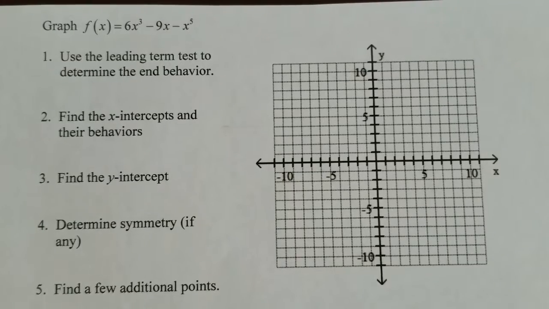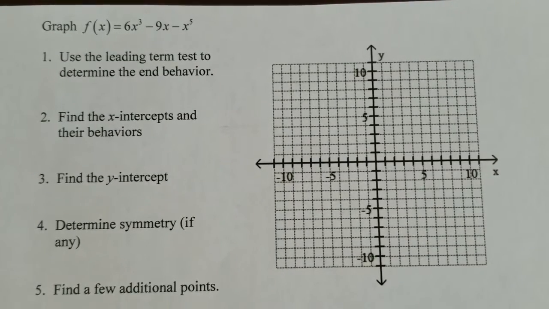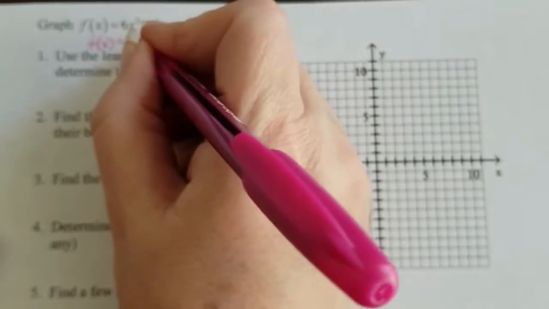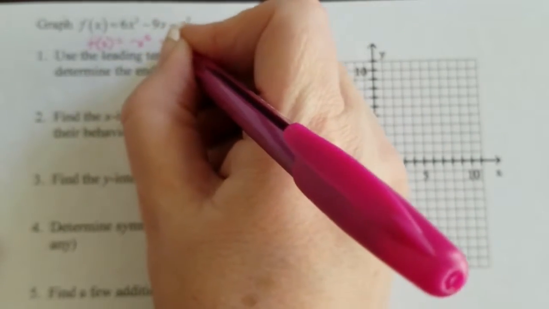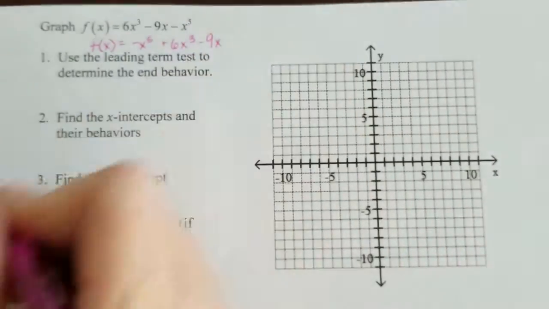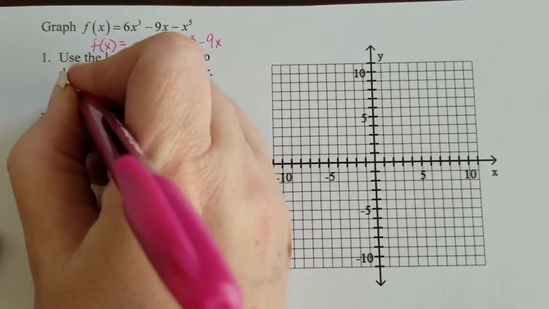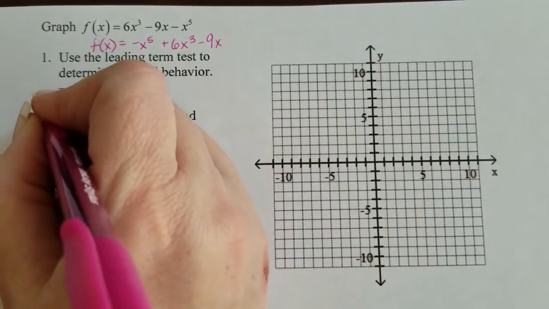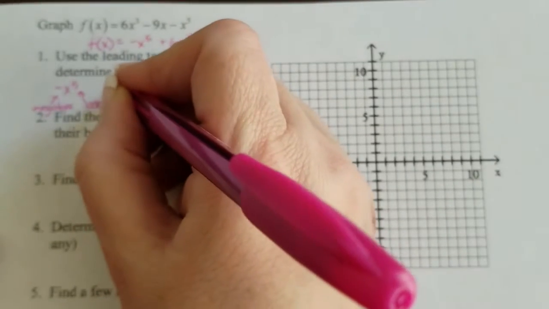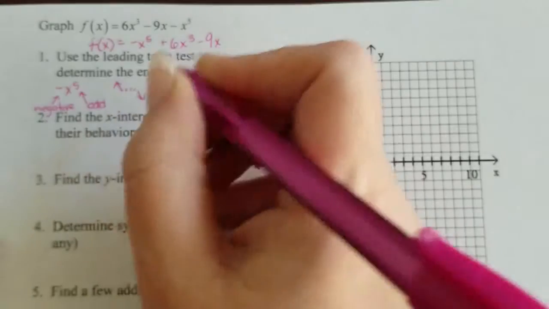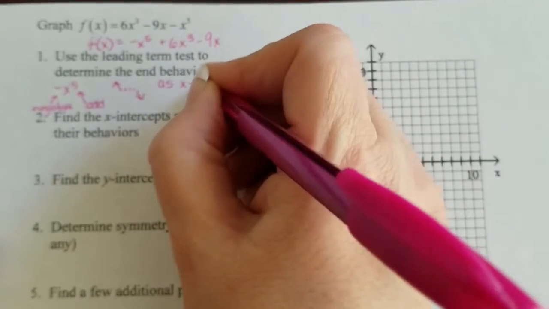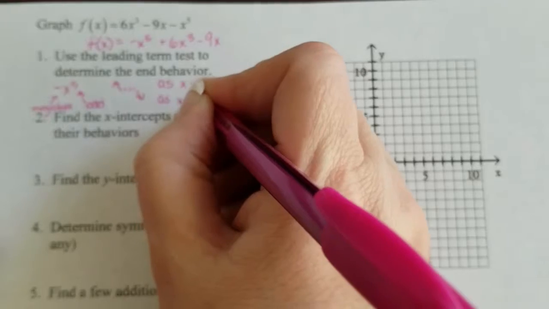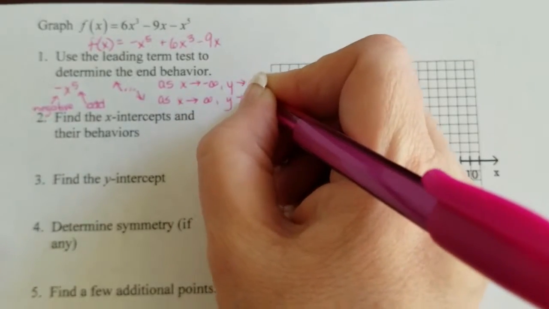As we're getting ready to graph this function, f of x equals 6x cubed minus 9x minus x to the 5th, I'm going to rewrite this so it's in standard form. So my leading coefficient is going to be negative x to the 5th. Then we'll have plus 6x cubed minus 9x. So my leading term is going to be negative x to the 5th. The exponent is odd, and the leading coefficient, negative 1, is negative. So I'll have the behavior that looks like this. And we say as x approaches negative infinity, y approaches infinity, and as x approaches infinity, y approaches negative infinity.